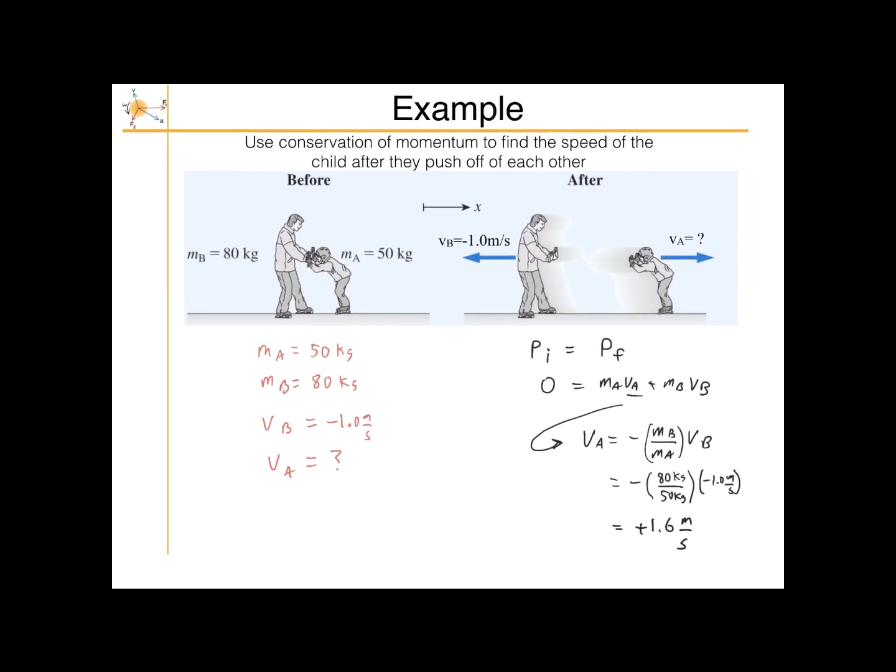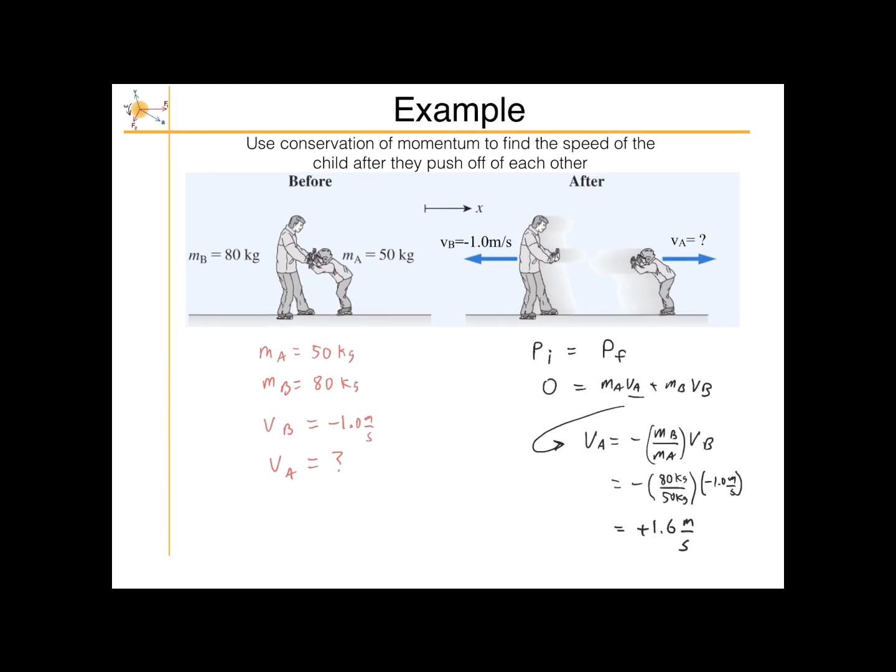Does that make sense? If we look here, they're both at rest to begin with. At the end, the man is moving 1 meter per second that way, and the child is moving 1.6 meters per second in the opposite direction. If you do 1.6 times 50, that's going to be equal to 1 times 80. And so they'll have equal and opposite momentums, adding up to a total momentum of 0.